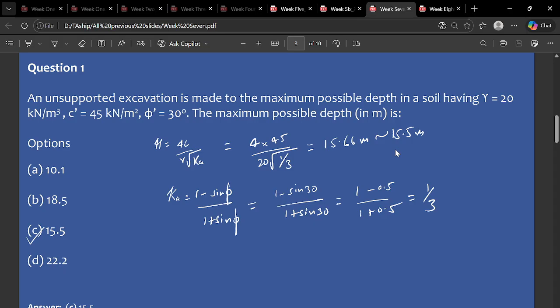So how much is the maximum possible depth? If you want to do a deep excavation, we have the cohesion available, the unit weight available, and the earth pressure coefficient available, the active earth pressure coefficient. So how do we calculate the maximum possible depth which we can dig into the soil?